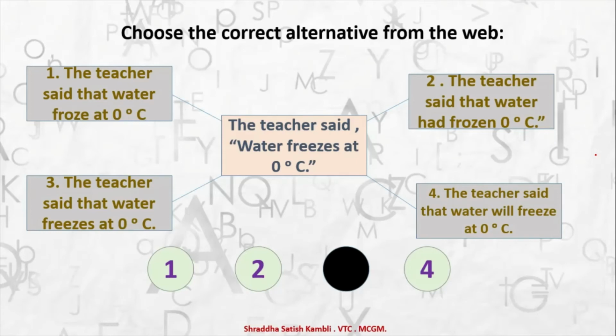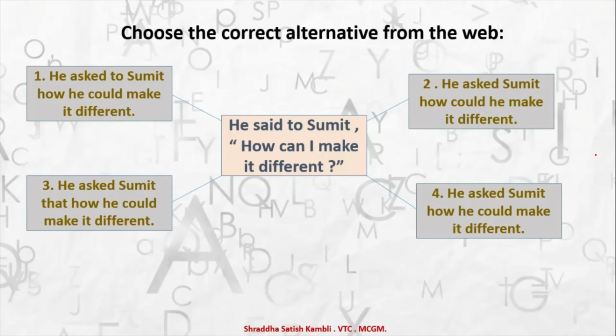The teacher said that water freezes at 0 degrees C. See, there is no tense change as far as freezes is. It has not become freezing, or it has not become frozen, or it has not become froze. Why? Because water freezes at 0 degrees C is a scientific fact. Alright, moving on to the third example here.